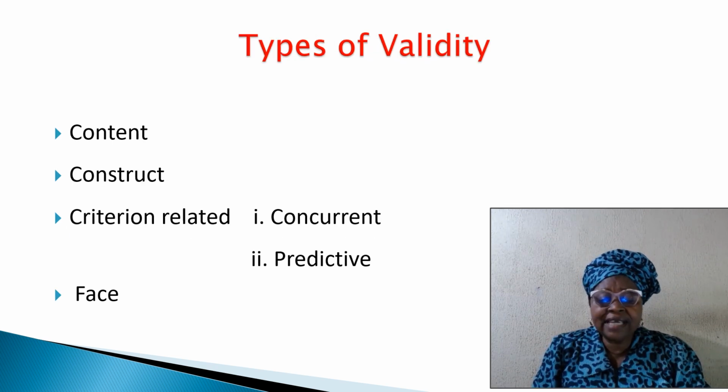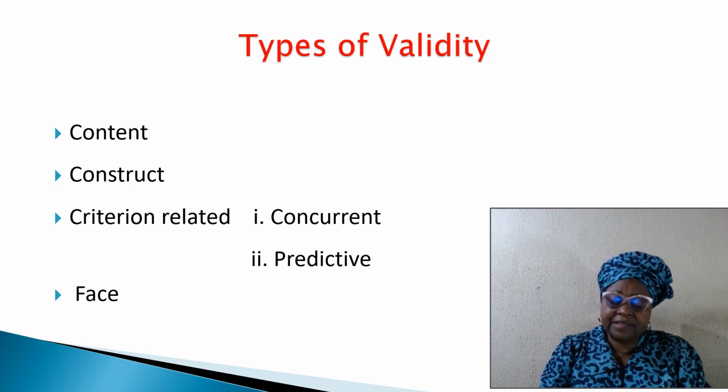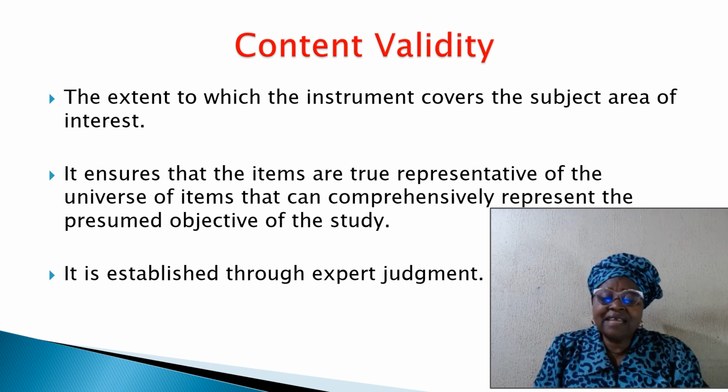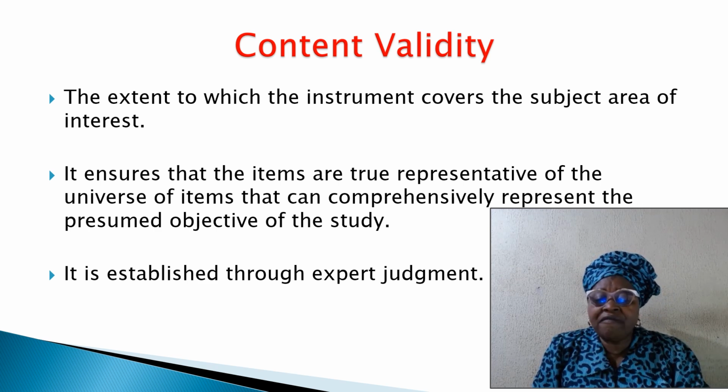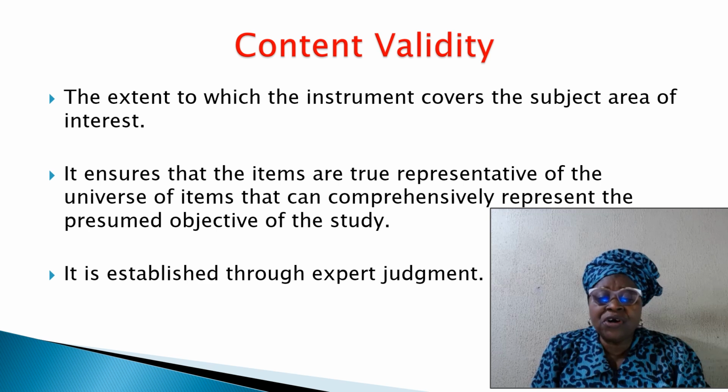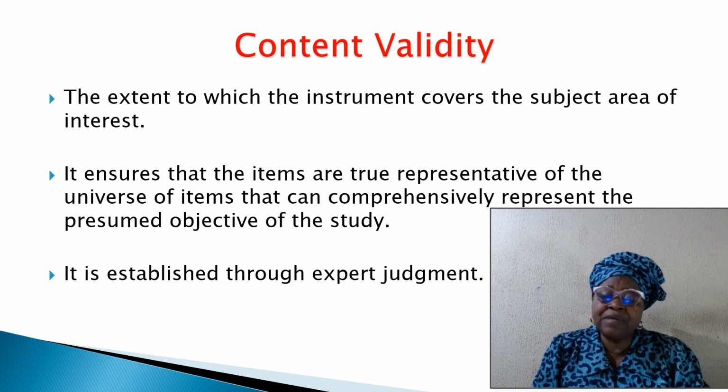We have types of validity. We have content validity, construct validity, criterion-related validity, and face validity. Under content validity, it is the extent to which the instrument covers the subject area of interest. The extent to which it ensures that the items are a true representative of the universe of items that can comprehensively represent the presumed objective of the study.